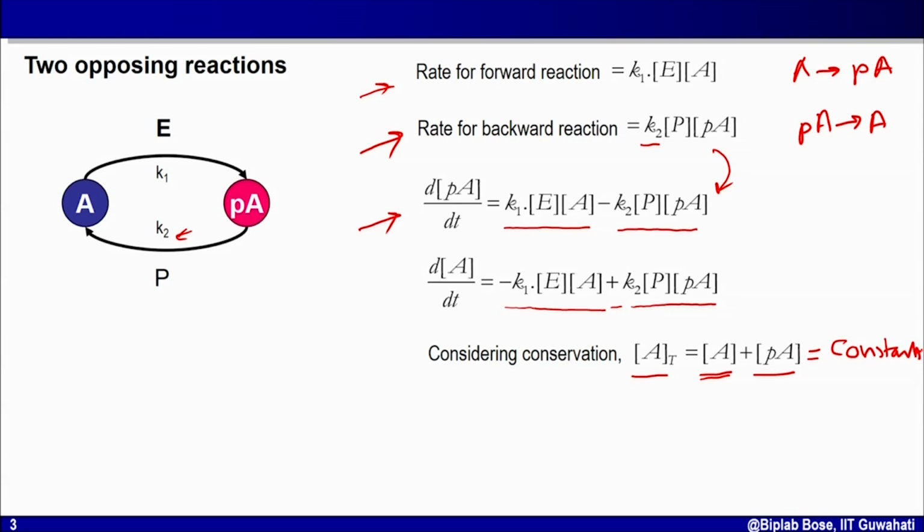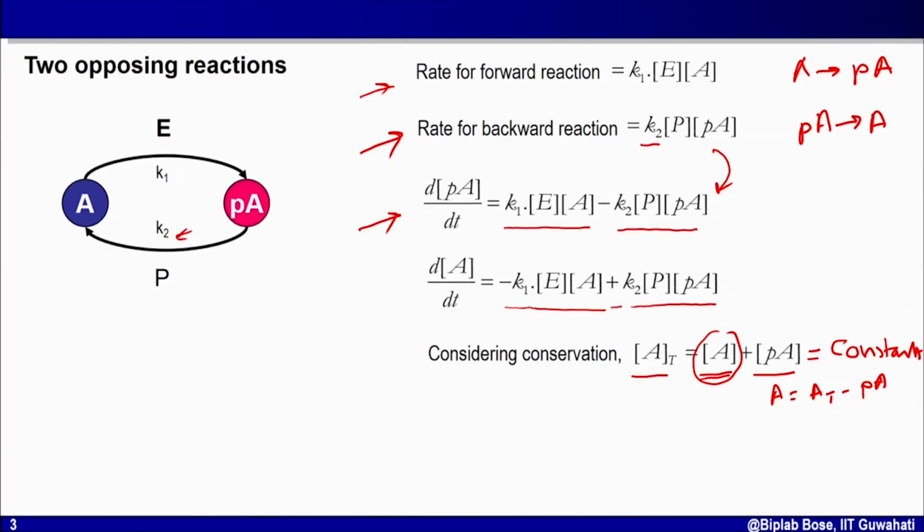So with time, the total amount of A is not changing. Some of the A is remaining as unphosphorylated A, and some of it is becoming phosphorylated. So total AT is remaining constant. That means I can represent free A by AT minus PA. So if I do that, then I don't need a separate ODE for representing the rate of change in concentration of A. I can represent the system as a whole by the ODE for PA only.